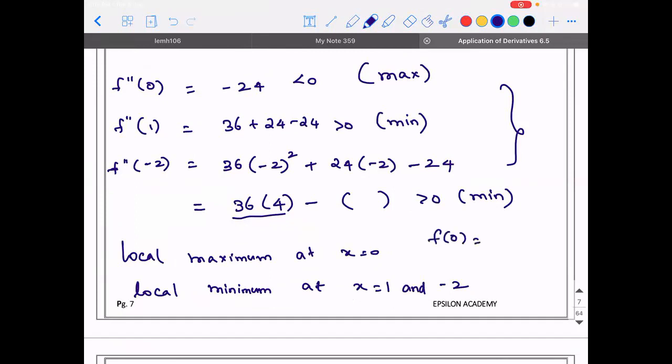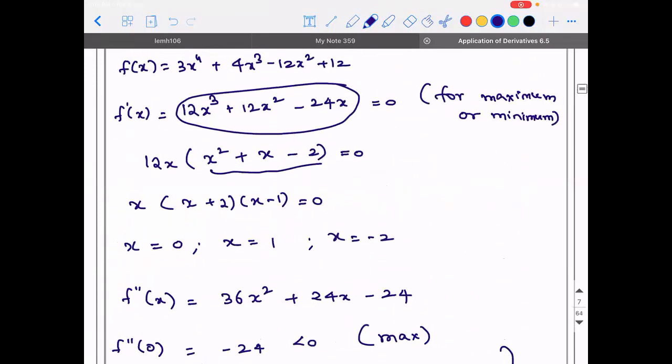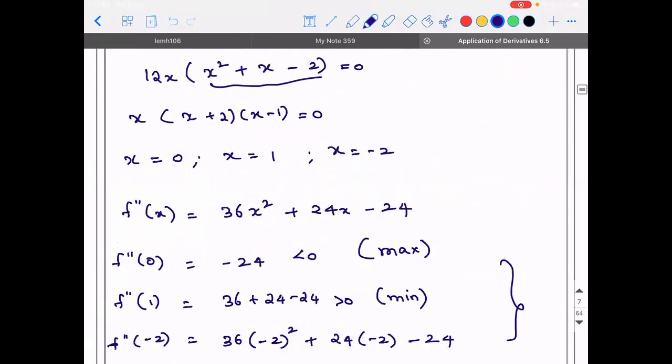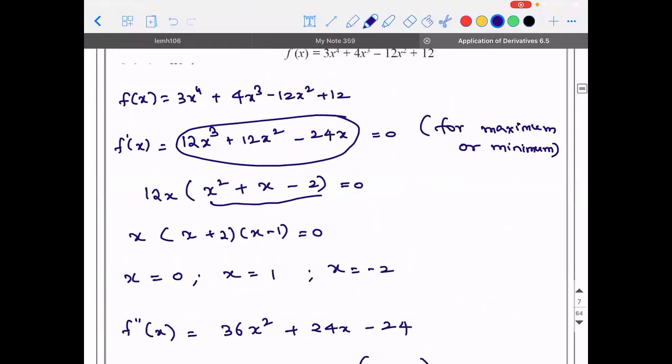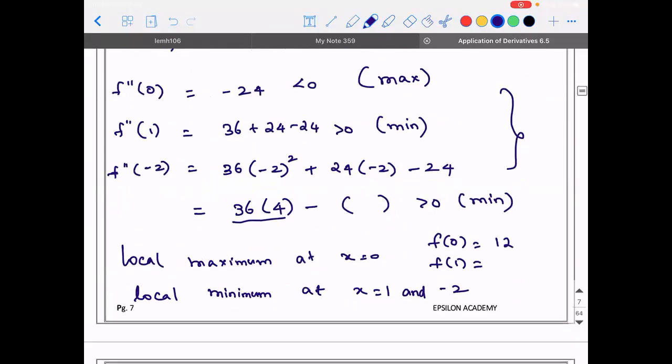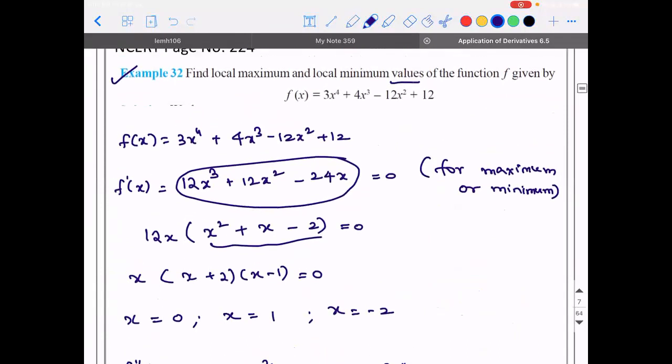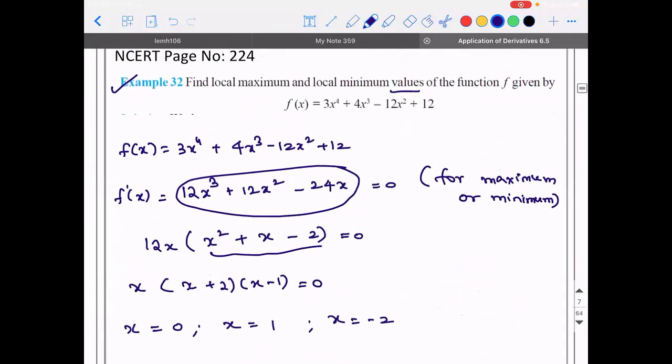What is f of 0, guys? Tell me. f of 0 is 12. What is f of 1? 3 plus 4, 7, 7 minus 12 plus 12, it's 7 only. What is f of minus 2? Calculate and tell me.